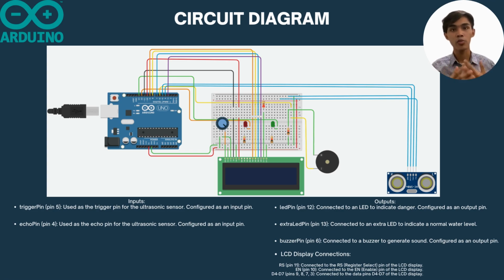Now for the outputs of our system, where we can see what will happen when a potential flood is coming to the area. The first one is the LED, the second one is the buzzer, and the last one is the LCD display. The LED pins are connected to pins 12 and 13 of the Arduino, which will indicate whether the area is still safe or in danger, meaning a flood is coming to the area.